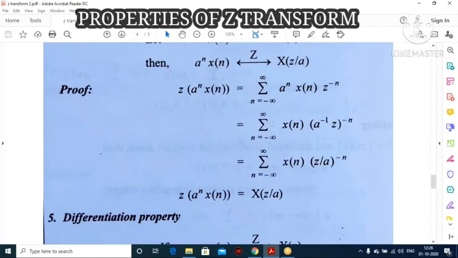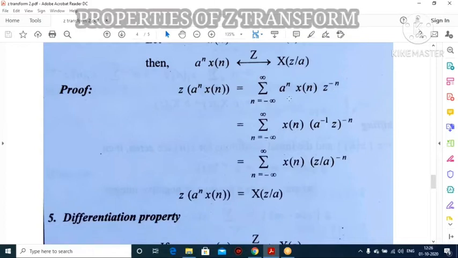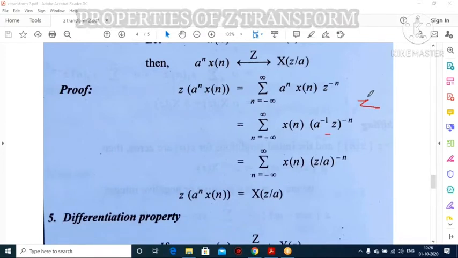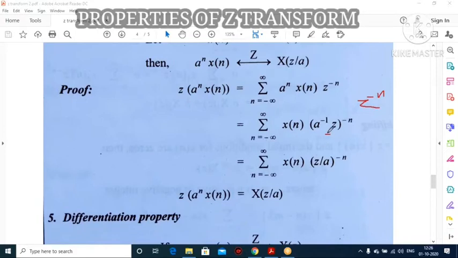Now x of n is a constant term, I keep it as it is. Then a power n into z power minus n. Here I club these two terms, I merge these two exponent terms. How will I merge it? Here a inverse whole power minus n, because according to our definition, in this place we have z power minus n. Then only you can say it is x of z. For this purpose I merge these two exponent terms into a single one.